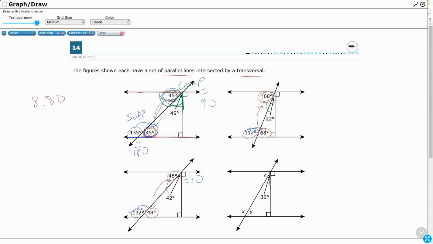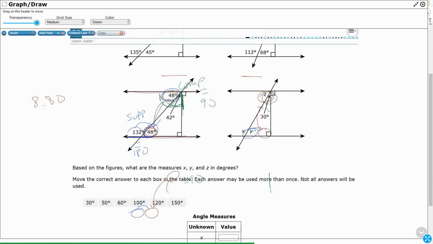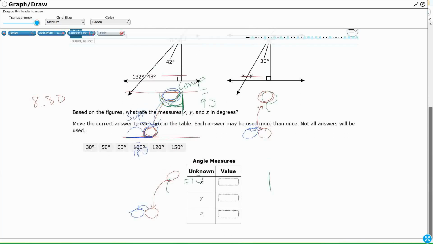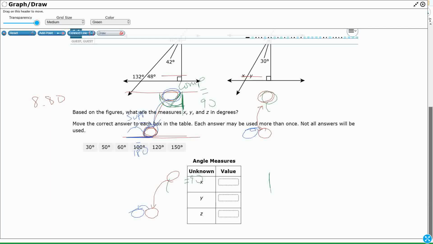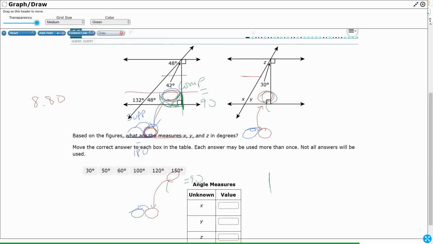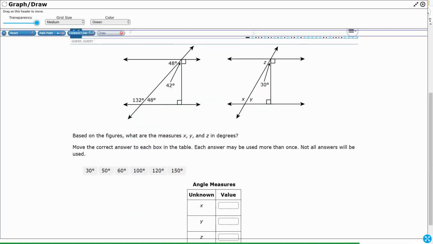So knowing all of that, let's come down here and take a look at what we're supposed to be doing. Here, we're supposed to be filling in x, y, and z. All right, so let's clear this off here, and then we can use that bottom one. We're supposed to figure out what x, y, and z are. Okay, well, remember, first, we found that all of these were complementary. That means if this is 90 degrees, that right here is 90 degrees.